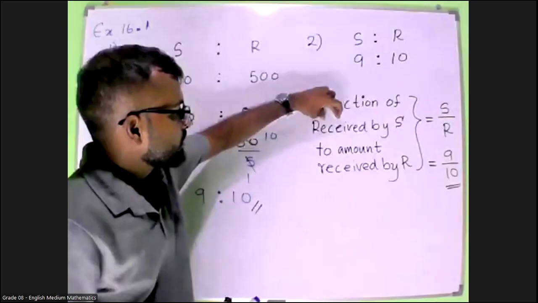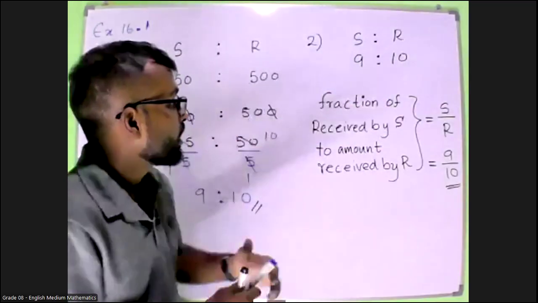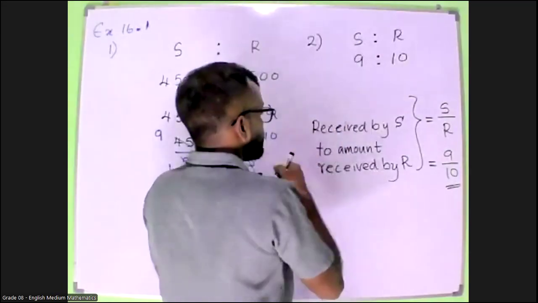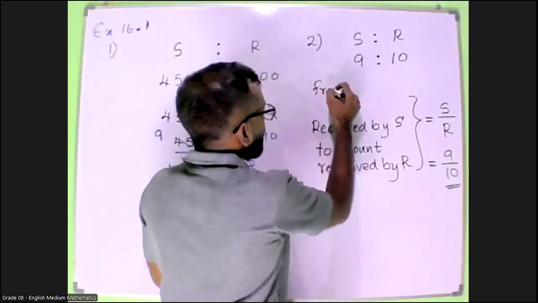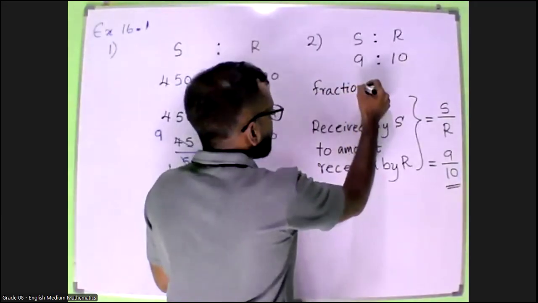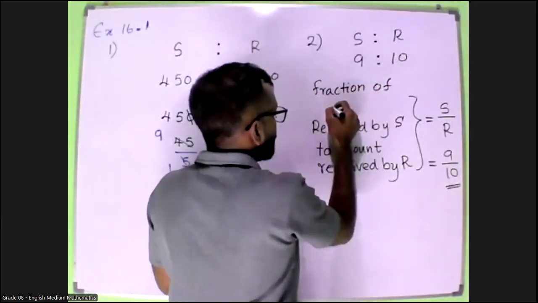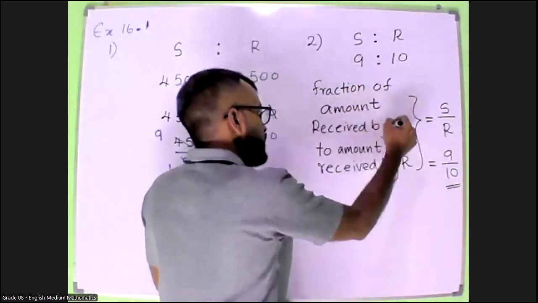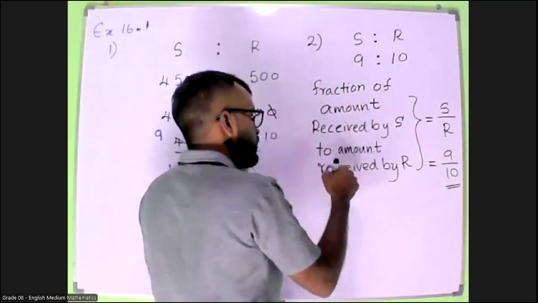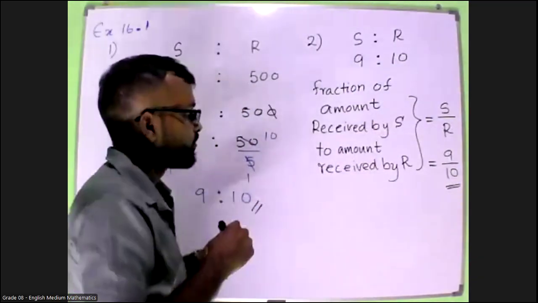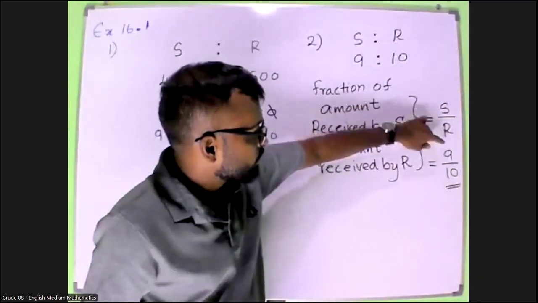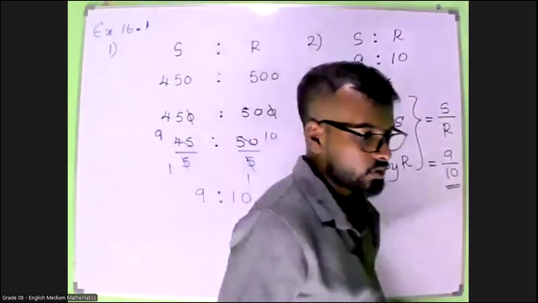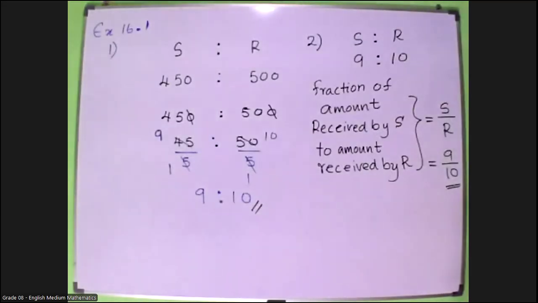Fraction of amount received by Sudesh to amount received by Rahim. Sudesh to Rahim. Sudesh 9, Rahim 10. 9 upon 10. So that is the answer for the second one.